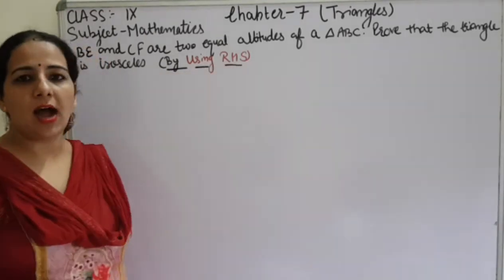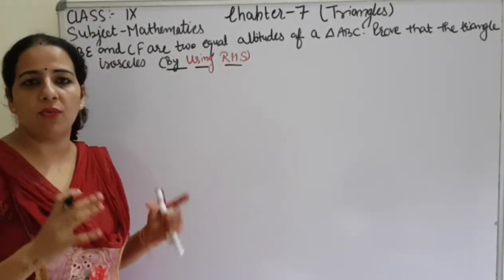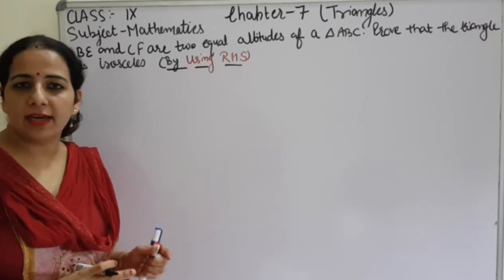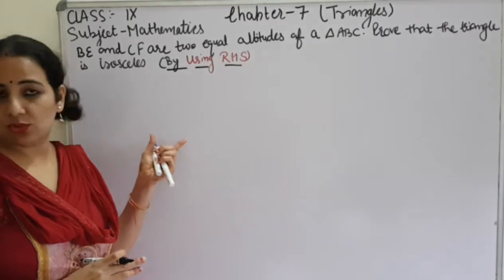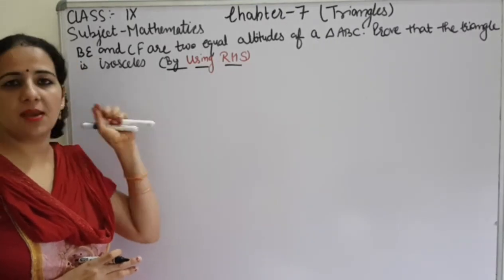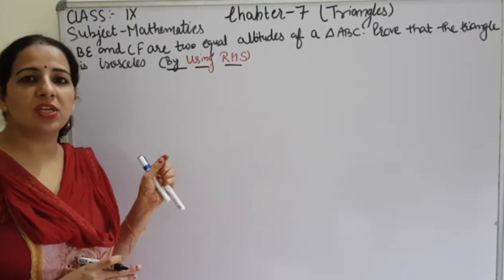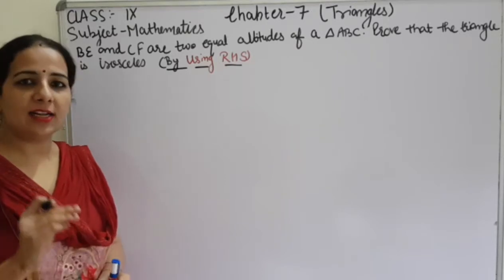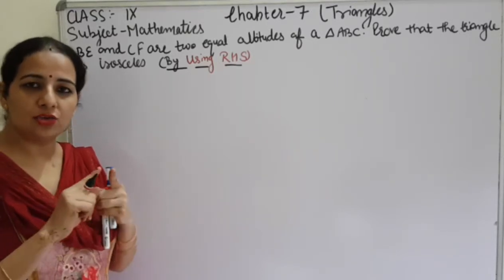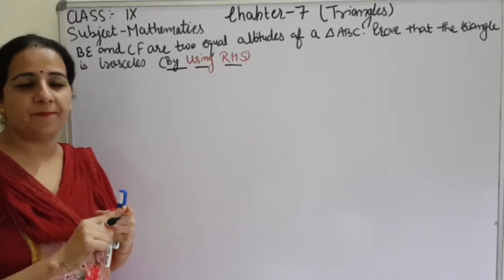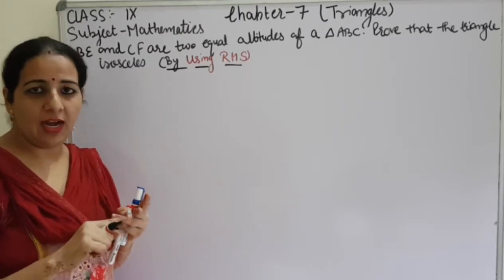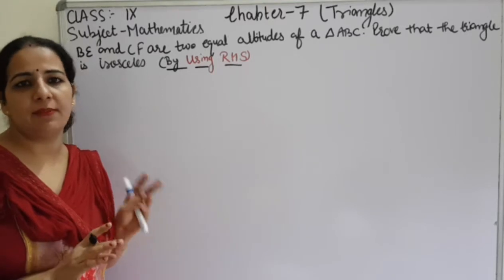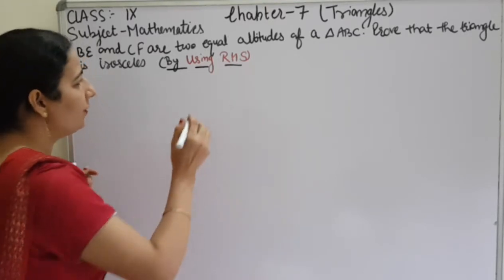By using the RHS means here we are bounded. We can't use the angle side criteria here that we used in our last question, in the last exercise. Here we have to use the RHS criteria. What is the RHS criteria? One angle should be a right angle, means 90 degrees. Hypotenuse should be equal, means the longest side should be equal, and one side, that side can be any side. Fine. So how will we solve?